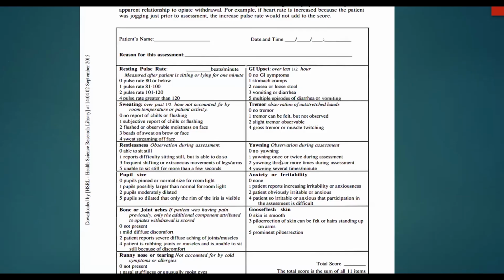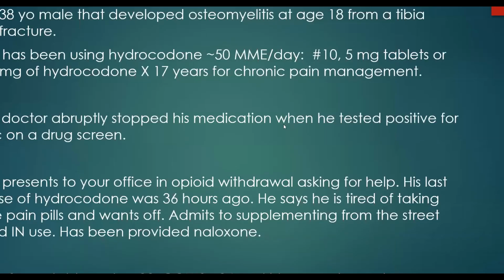And here's the form that I use for a withdrawal scale. It takes about 7 minutes to do. The thing I don't like about it is some of the questions have to do with subjective reporting. But again, you can obviously see the resting pulse rate is up. You see them yawning. You also see that they have a tremor. They have piloerection. They have diaphoresis. And they also might have a runny nose, which is almost always one of the initial presentations, runny nose and yawning.